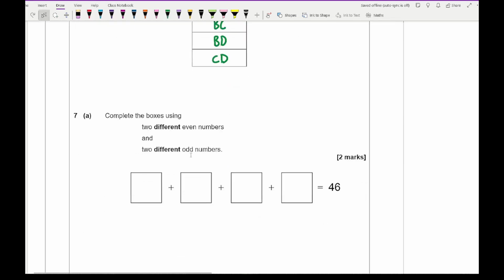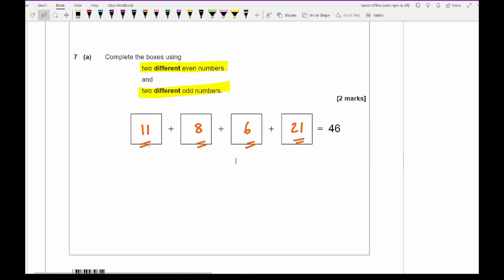Then for 7a, it says complete the boxes using 2 different even numbers and 2 different odd numbers to make this the case. Now again, there's going to be lots of different combinations, but you need to make sure that we're picking 2 different even numbers and 2 different odd numbers. So again, if you're not sure, just check those 2 rules and then type it into the calculator, and see if it adds up to give you 46. So a prime example would be 11 and 8 and 6 and 21. So that's one combination where my 2 odd numbers are 11 and 21, and 2 even numbers are 8 and 6.